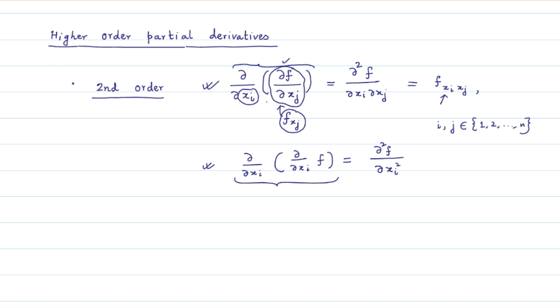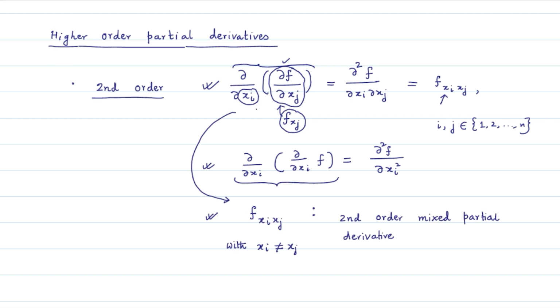When xi and xj are two different variables, that means when i is not equal to j, we call this second order partial derivative, that is f_xi xj, a second order mixed partial derivative, as if we are mixing up the variables xi and xj while taking the second order partial derivative, that is with respect to the variable xj first and then with respect to some other variable xi.